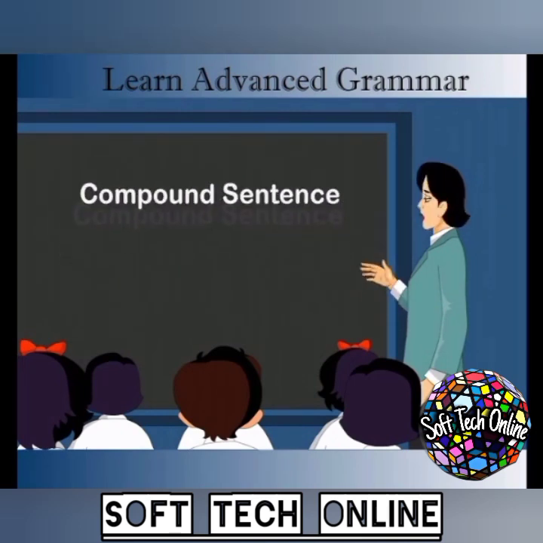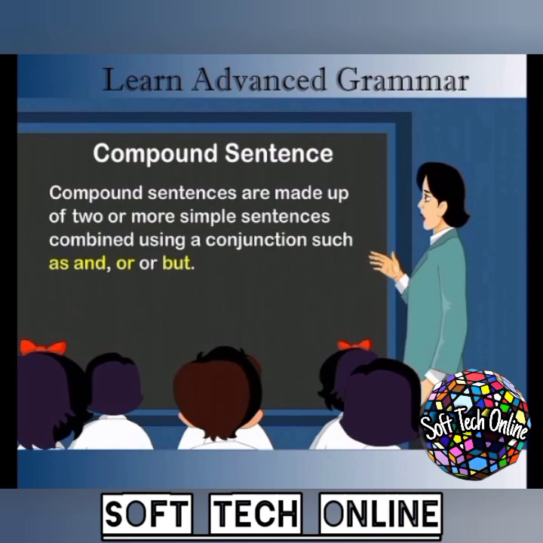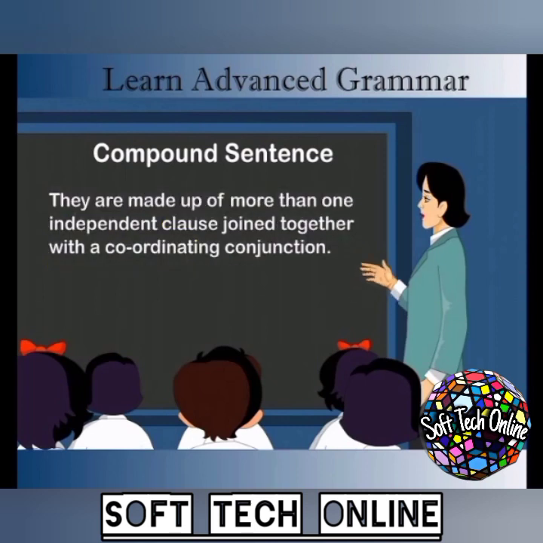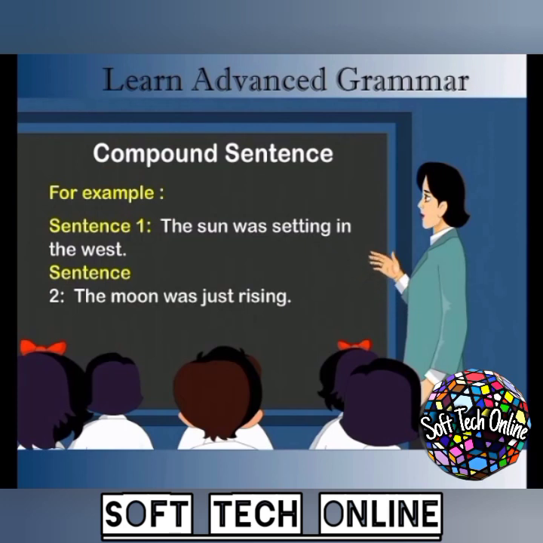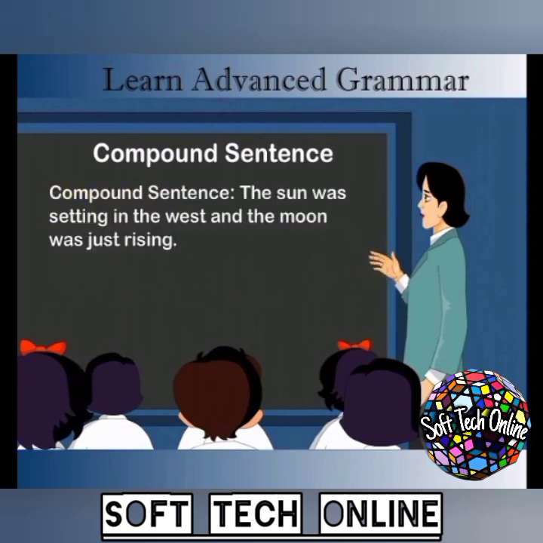Compound sentence. Compound sentences are made up of two or more simple sentences combined using a conjunction such as and, or, but. They are made up of more than one independent clause, joined together with a coordinating conjunction. For example, sentence 1: The sun was setting in the west. Sentence 2: The moon was just rising. Compound sentence: The sun was setting in the west and the moon was just rising.